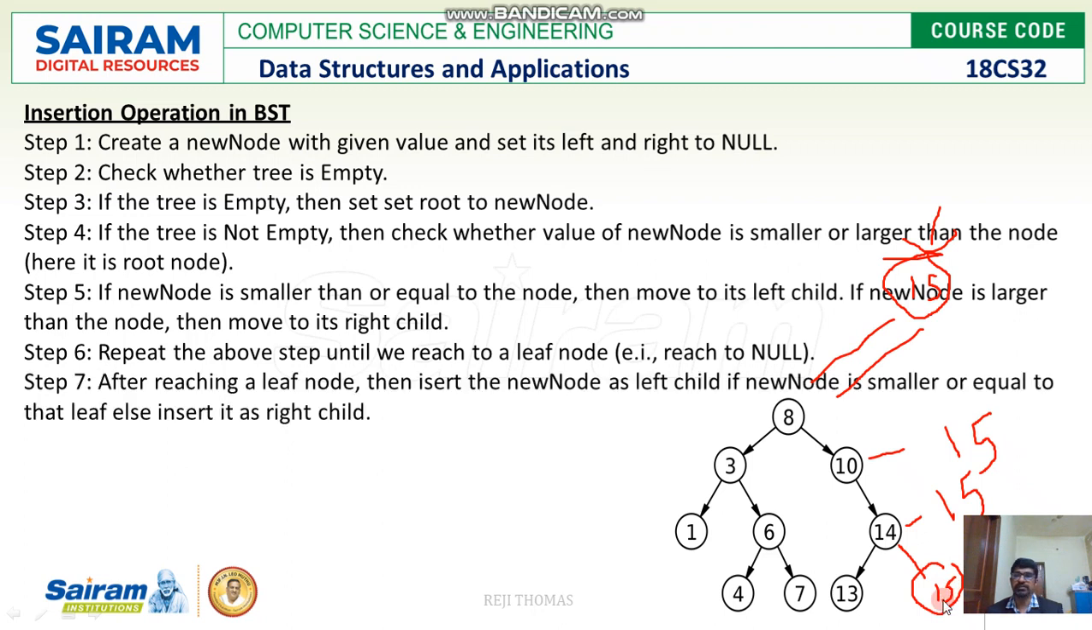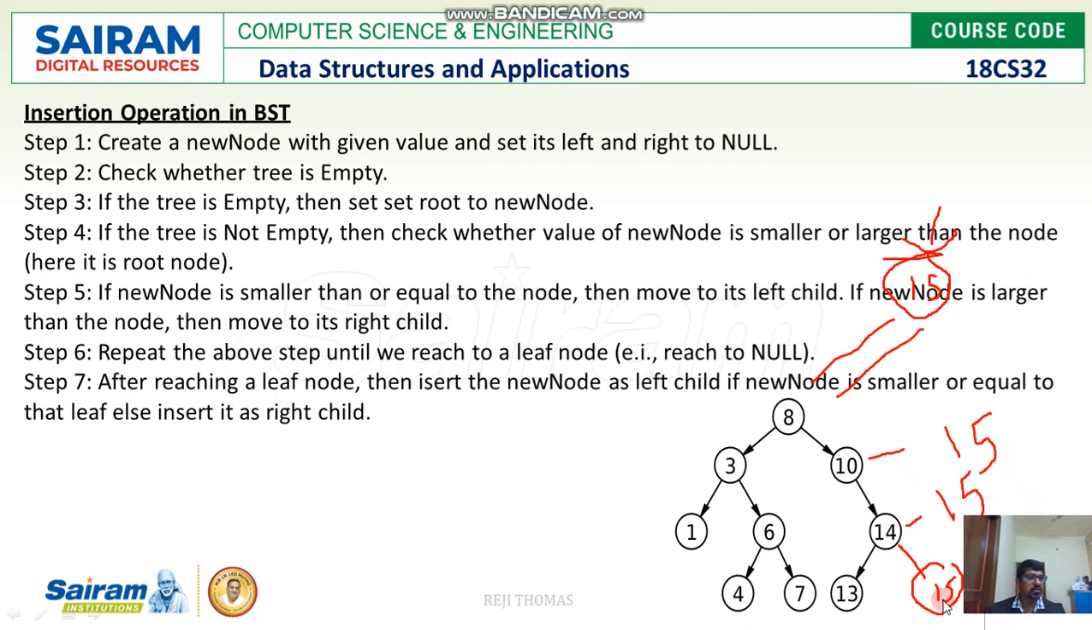So we have successfully inserted. After reaching a leaf node, insert the new node as left child if the new node is smaller or equal to the leaf, else insert it as right child. So we have inserted it as a right child. We have successfully inserted a node.